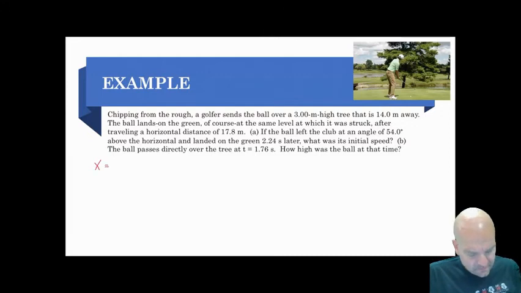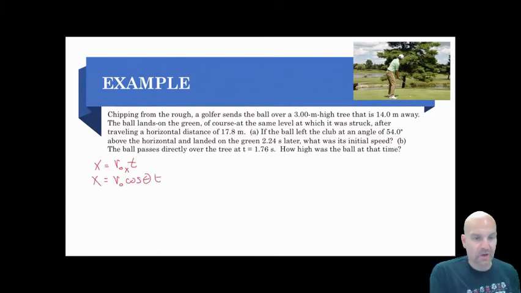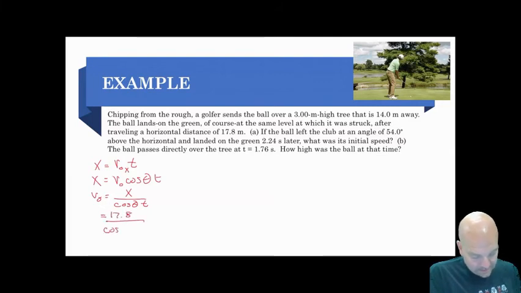Okay, so we're going to say x equals v0x t, right? Because again, I'm going to say my initial position is 0, so I don't have to write that in there. And so I know for my x initial velocity, it's going to be v0 cosine theta. And notice they give me all the information that I have, okay? And so all I'm going to do is solve this for v0. So it's going to be x over cosine theta times t. So it tells me I land 17.8 meters away. It leaves the club at cosine 54 and lands 2.24 seconds later.